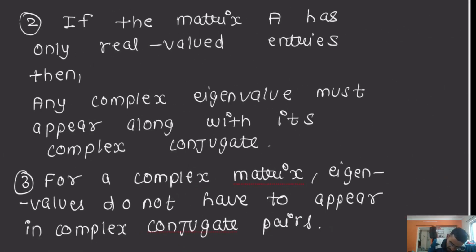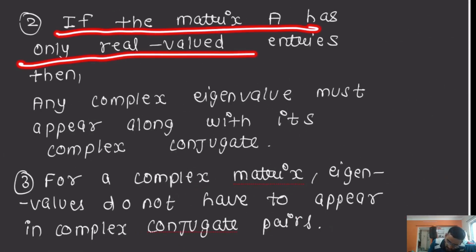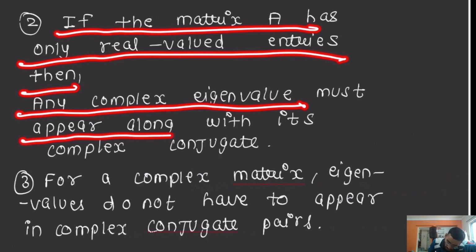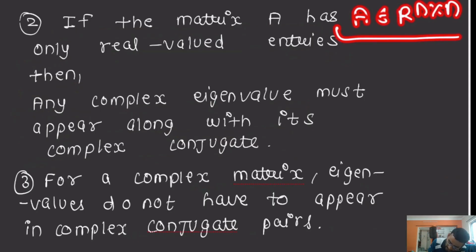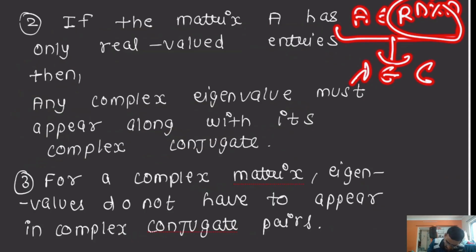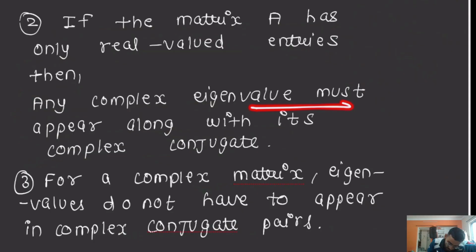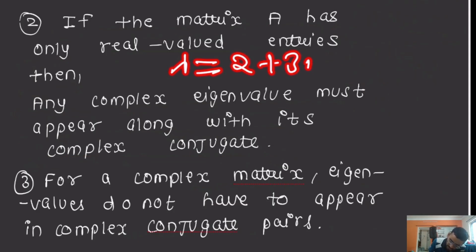Second one is, if the matrix A has only real valued entries, then any complex eigenvalue must appear along with its complex conjugate. Which means if A is a real matrix of n cross n, and if a complex eigenvalue lambda belongs to C exists, then this complex eigenvalue must occur in a complex conjugate pair. What that means is, if one of the eigenvalues is, let's say, 2 plus 3i, then 2 minus 3i will also be an eigenvalue of the given matrix.